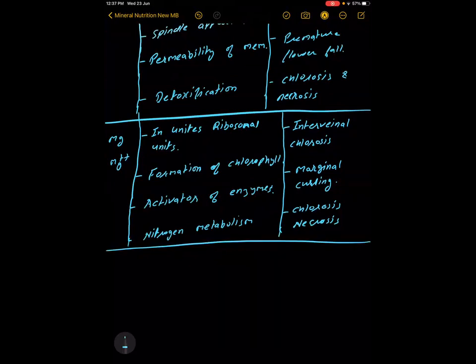These are macro elements. I will have to take one more class to complete this part of the syllabus. Micro elements are remaining: iron, copper, zinc, boron, molybdenum, manganese, chlorine, nickel. So we'll have one more class. It takes around half an hour hardly.